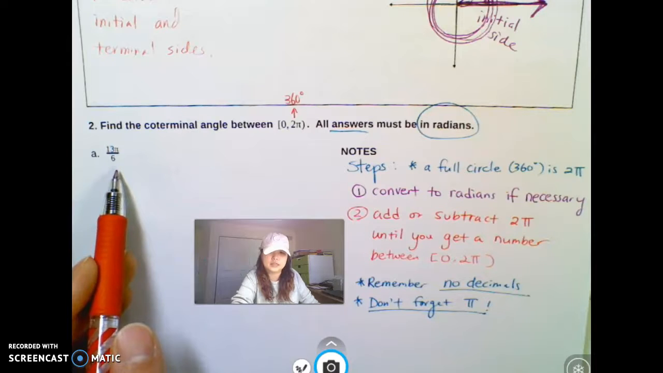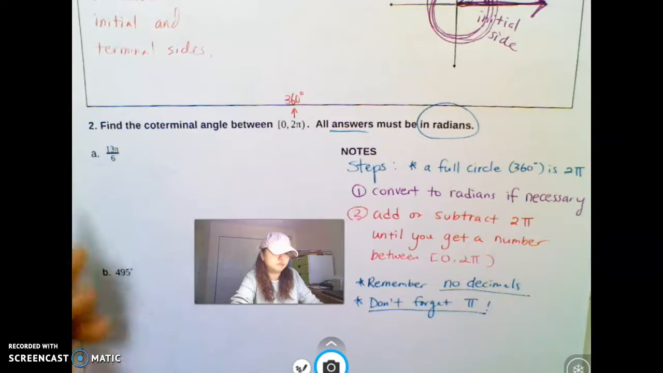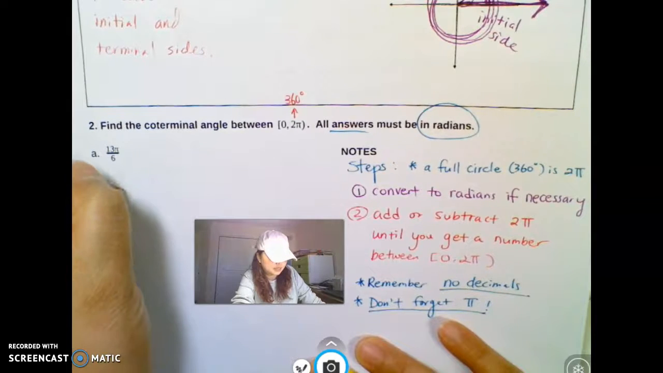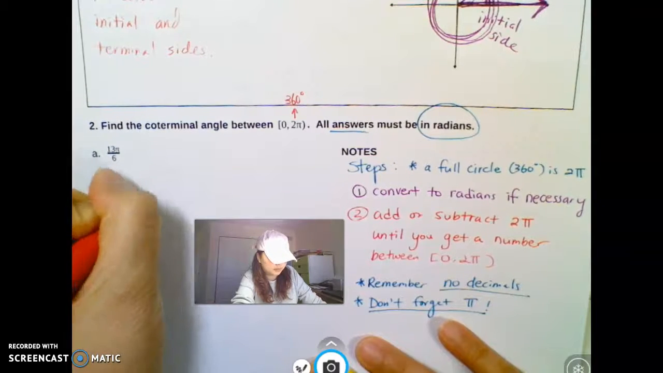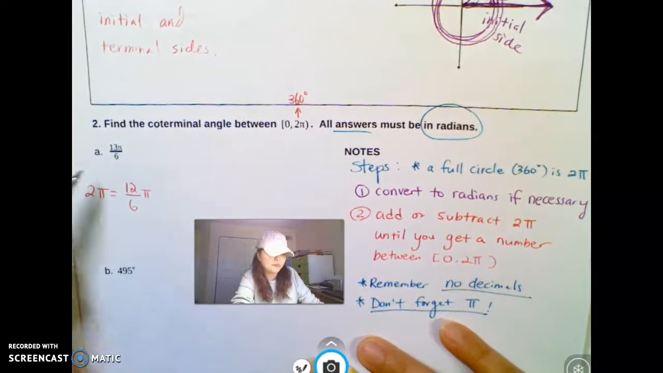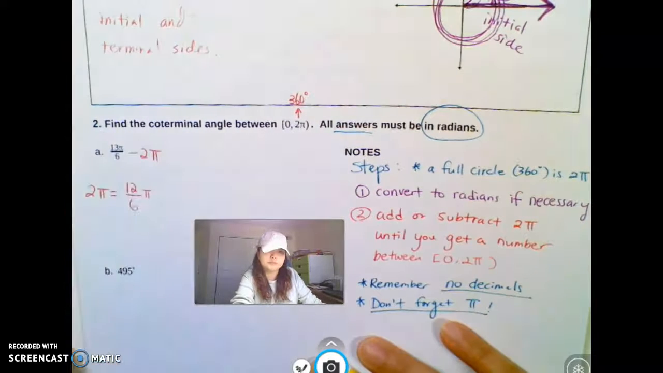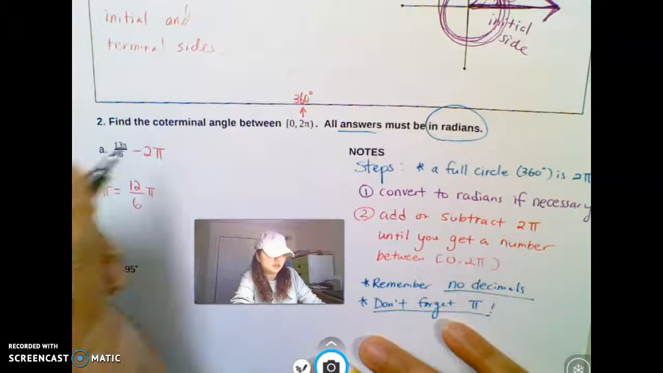Yeah, it's big. 2 pi would be the same thing as 12 over 6 pi, right? 12 over 6 is 2, but this is 13. It's too big. So if it's big, we want to subtract 2 pi, just like that.